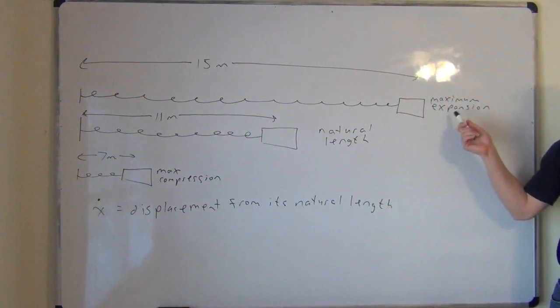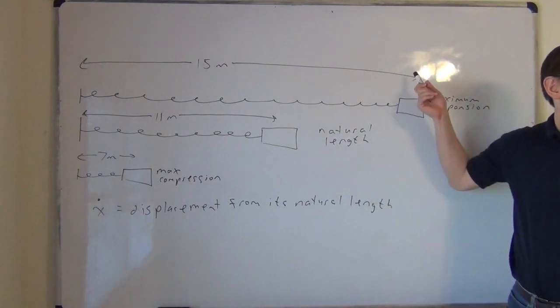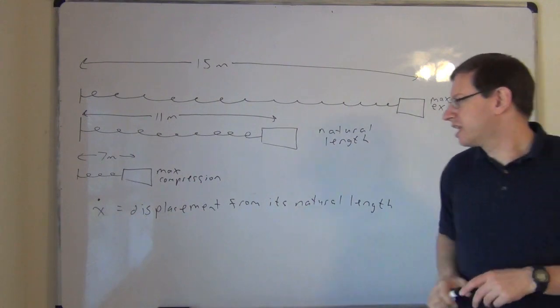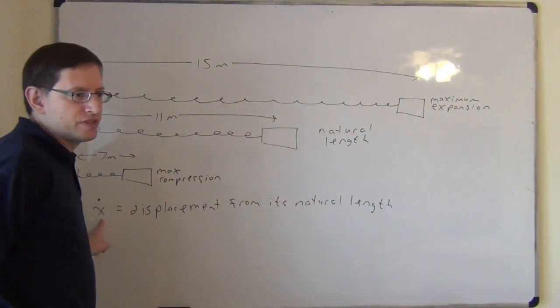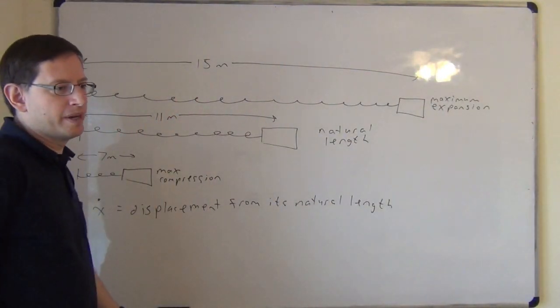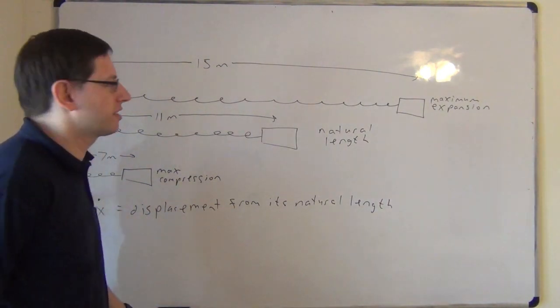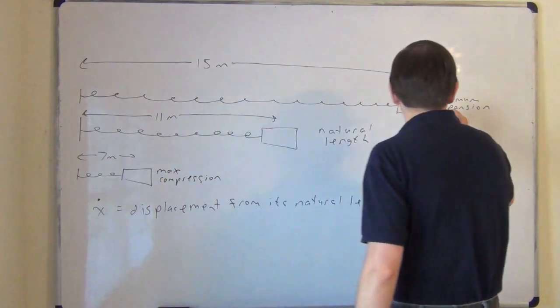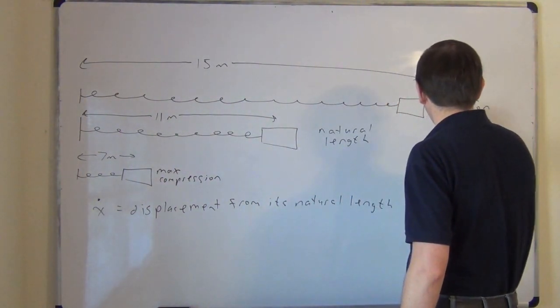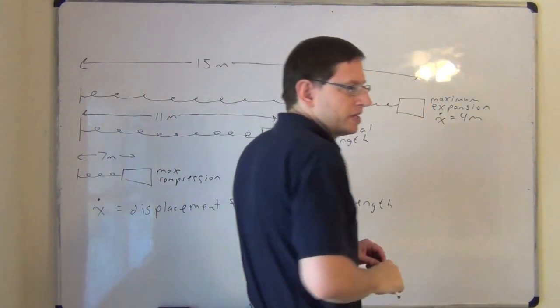4. Okay, good. So I was trying to trick you into saying 15, but you didn't fall for that. Good. So the key thing is x is not the length of the spring. In physics, we don't actually care about the length of the spring very much. What we care about is the displacement from the natural length. So your answer was correct. So here we could say that x is 4 meters.